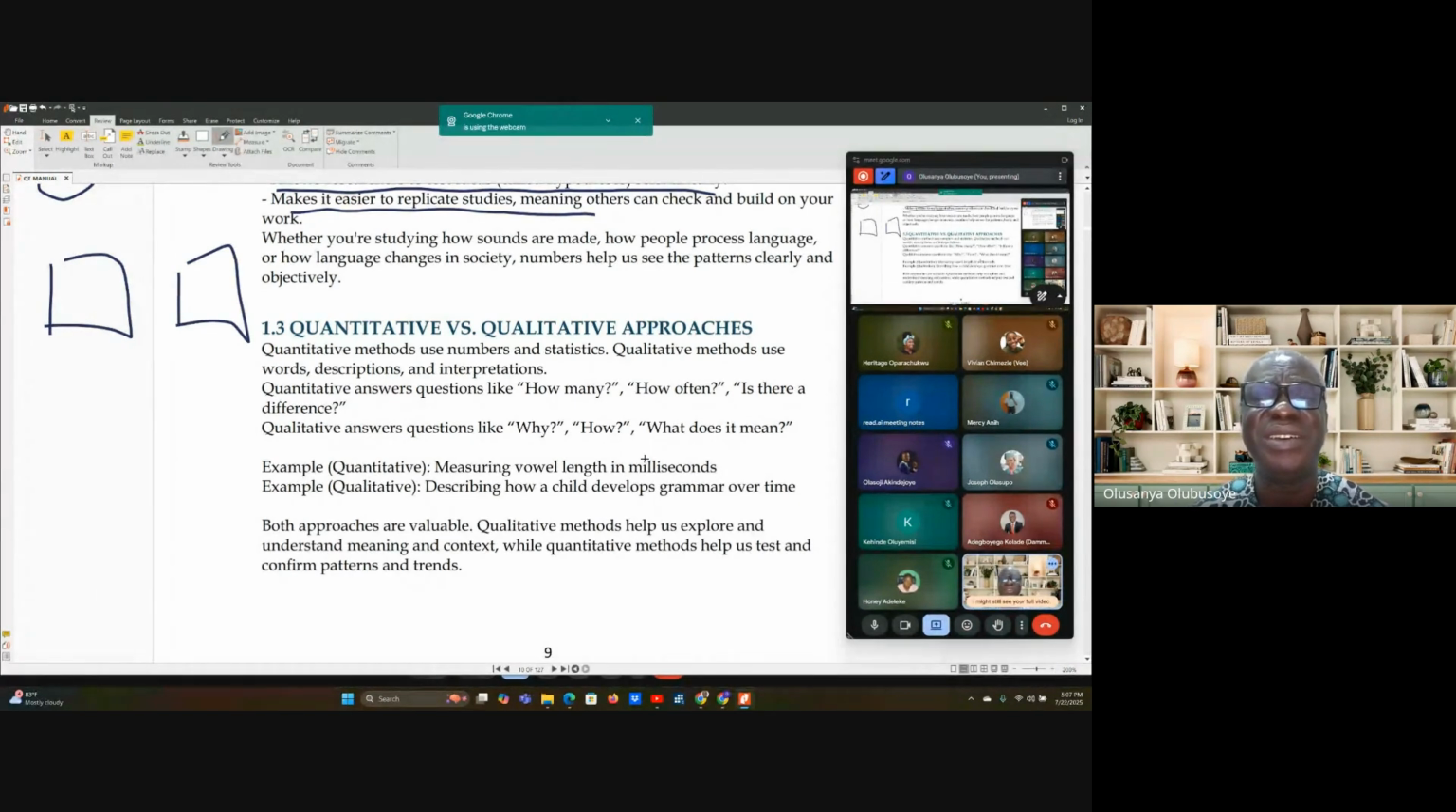So generally qualitative research questions involve answering questions like why, how, what does it mean? But quantitative, we answer questions like how many, which is compelling you to use numbers. How many students join the class? Is different from why do we have few people joining the class.